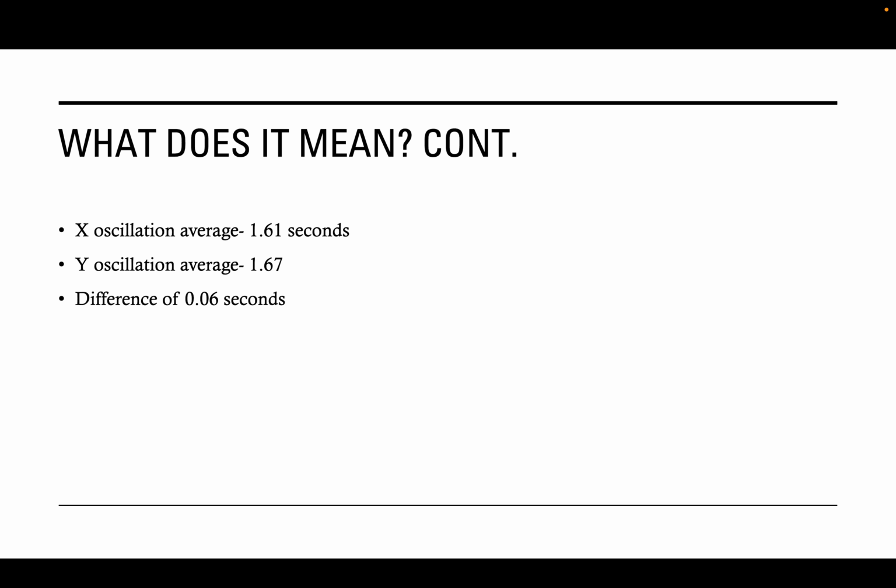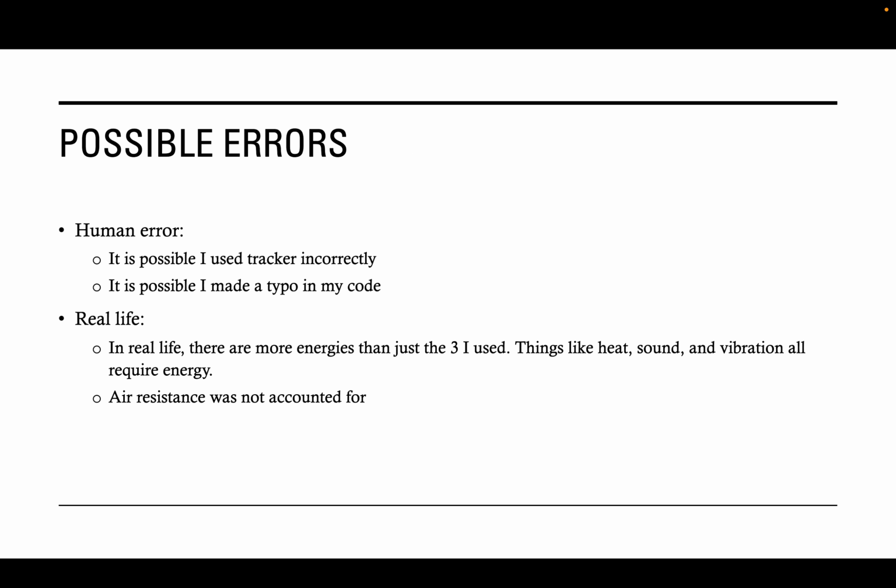So we found that our X oscillation average was 1.61 seconds, whereas our Y oscillation average was 1.67 seconds. And there was a difference of 0.06 seconds. So this could be chalked up to a few things. It's possible that I used Tracker incorrectly. It's possible that I made a typo in my code.